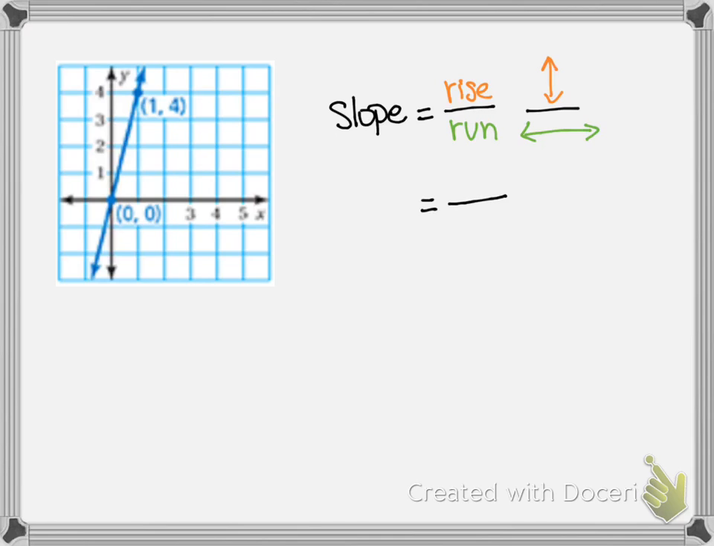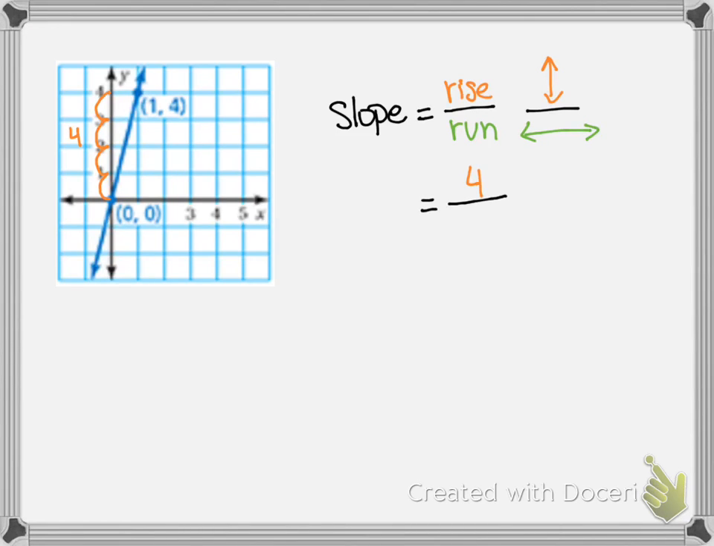I am going to start at my first point, and then I count these spaces. People also like to count them as jumps or hops. So I have 1, 2, 3, 4, and it took me 4 hops to get to where that second point is. So that is going to be 4. I'm going to put 4 as my rise number.